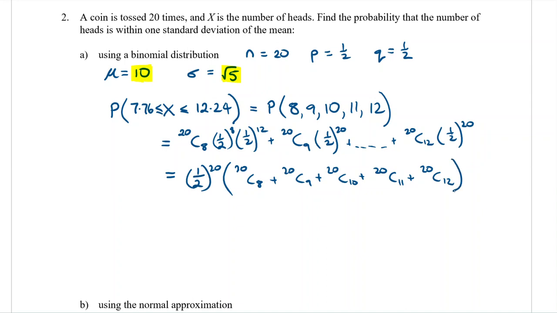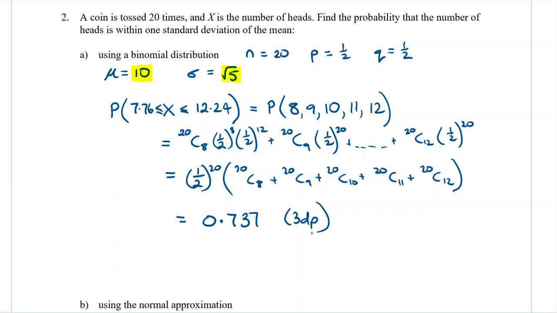Okay, so that's all of them in there. And you get 0.737 to 3 decimal places. Okay, let's see how close it is if we use our normal approximation.